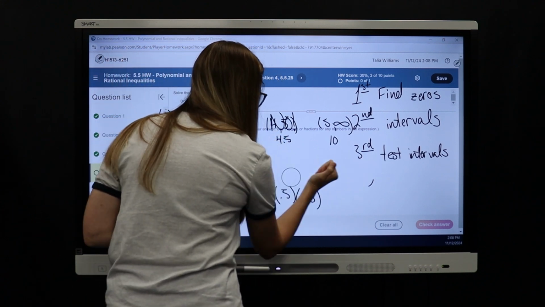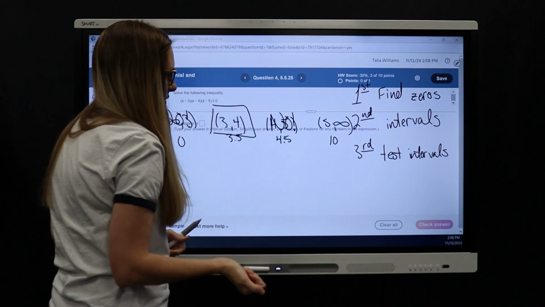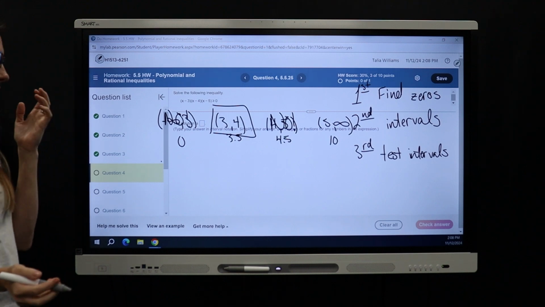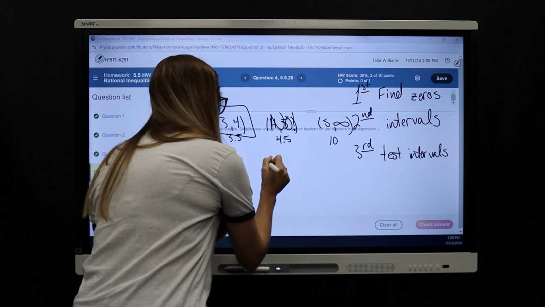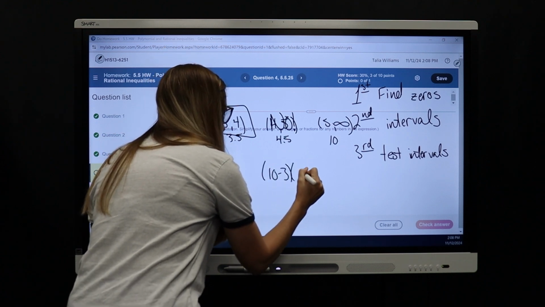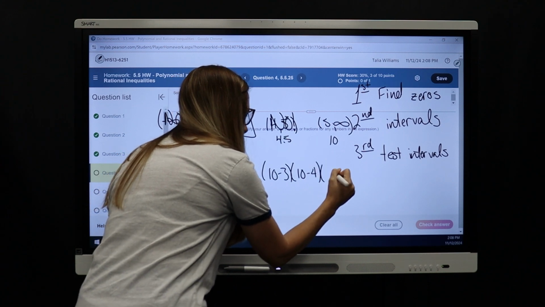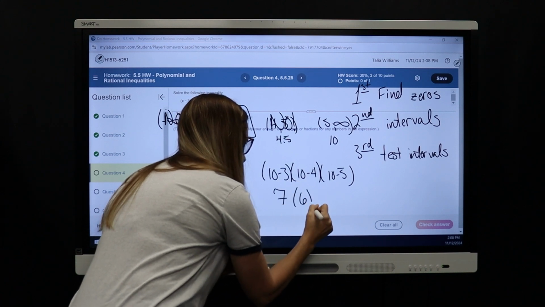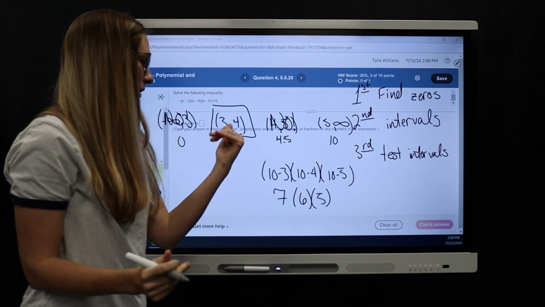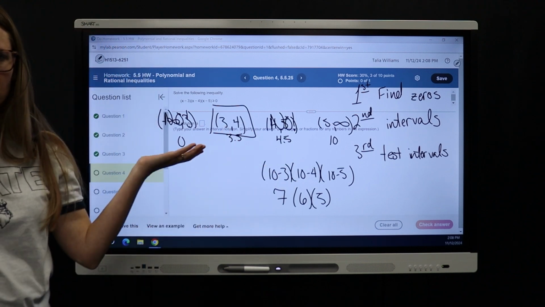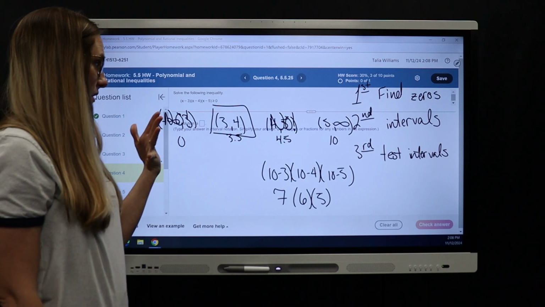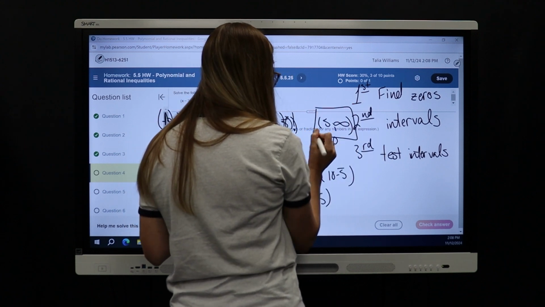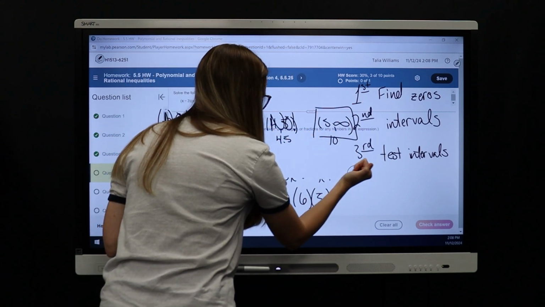If you have a calculator, just plug it in and see what that value is. I'm doing this in my head. 10 minus 3, 10 minus 4, 10 minus 5. So this is 7, 6, and 5. Everything's positive. So if everything's positive, it's going to stay positive. Is a positive greater than 0? Yes. So this one is also going to be included in our answer.